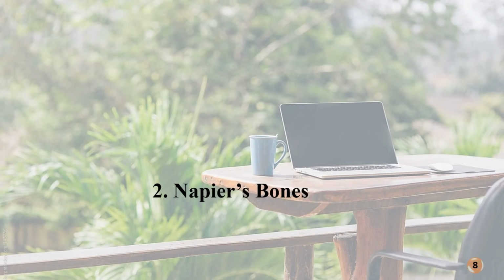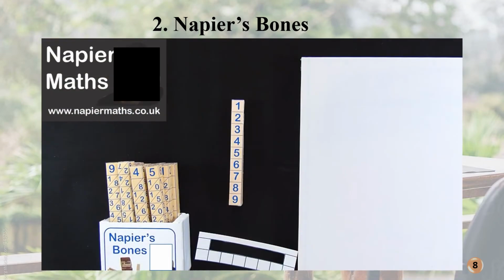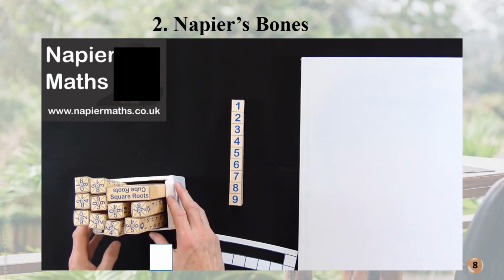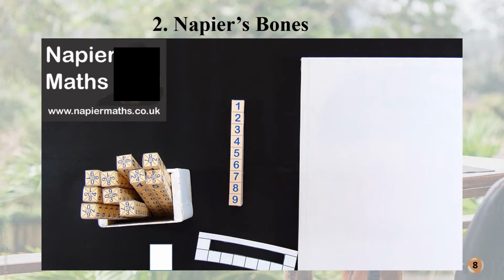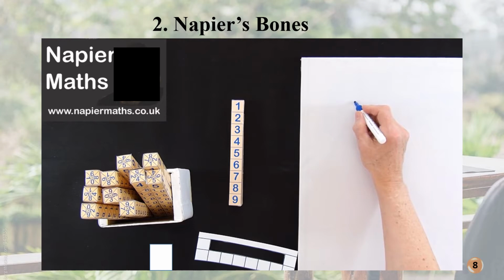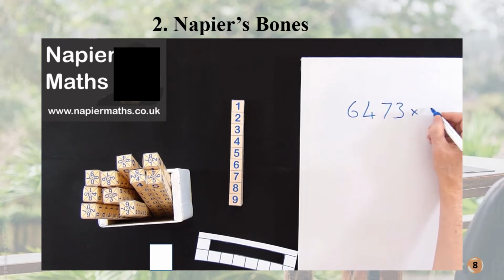Here is a short video for you to understand Napier's rules and how we multiply using Napier's bones. In this video I'm going to show you how to multiply using Napier's bones. You'll love this, it's so easy. I'm not going to use square roots today, so I'll leave the square roots bone to the side. I'm going to multiply 6,473 by 8.